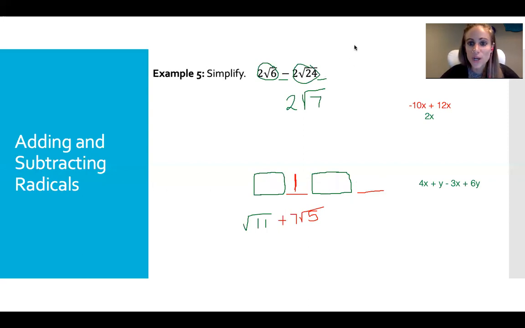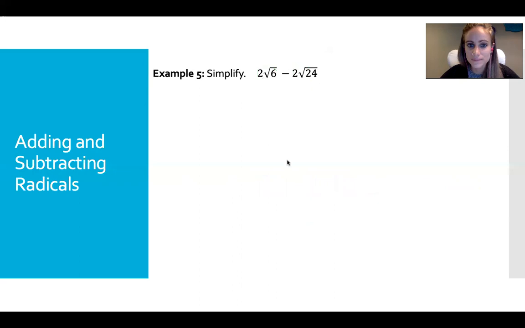All right, we have one more example here for adding and subtracting. So we want to simplify 2 times the square root of 6 minus 2 times the square root of 24. They don't look like terms to me because they don't have the same radical. So when that happens, we need to think back to example 1 and 2, and we need to see if maybe we can simplify our radical, and then maybe some hidden like terms will appear.